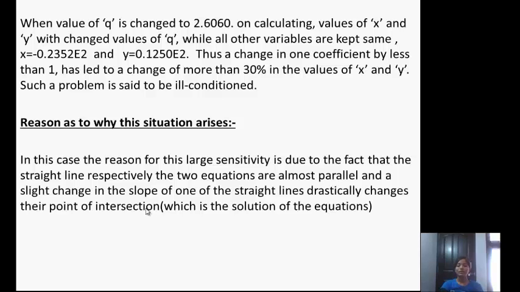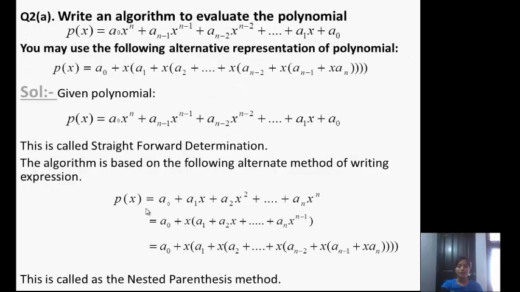The reason as to why this situation arises is that this sensitivity is due to the fact that the two equations, as straight lines, are almost parallel, and a slight change in the slope of one of the straight lines drastically changes their point of intersection, which is the solution of the equations.